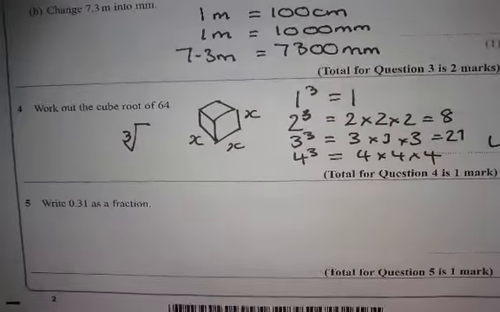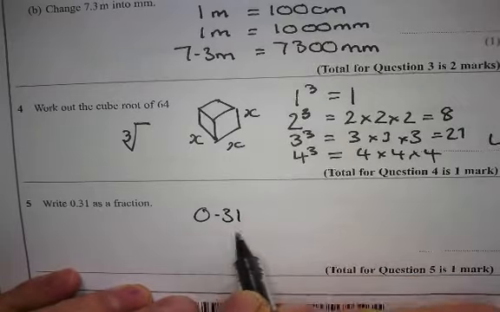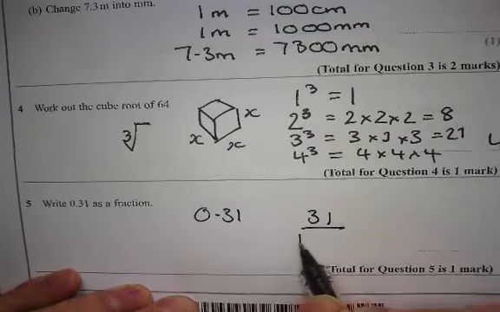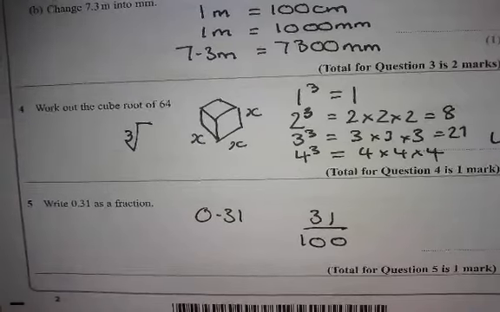Write that number as a fraction. Well, 0.301 is a decimal. That's tenths, that's hundredths. There you go. So let's look at question 6.